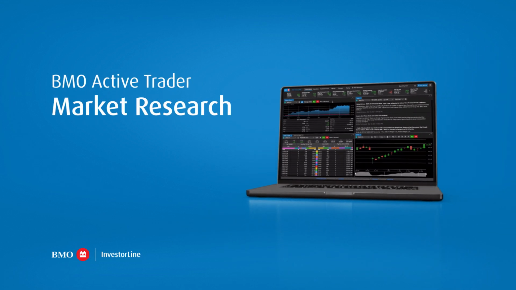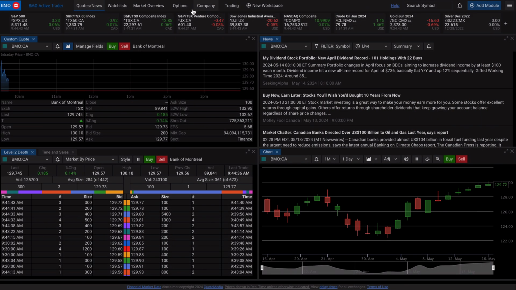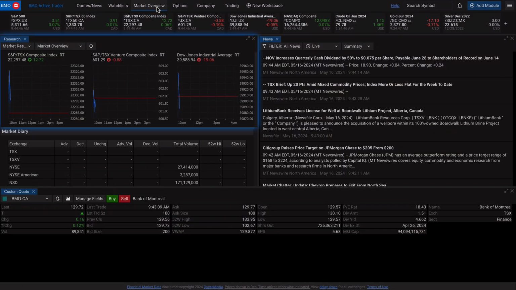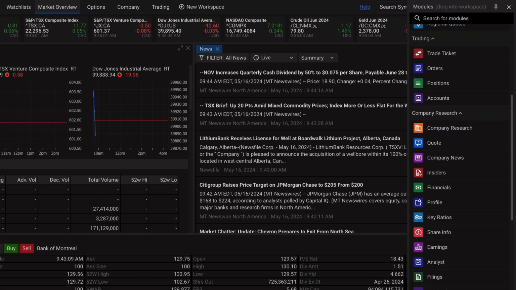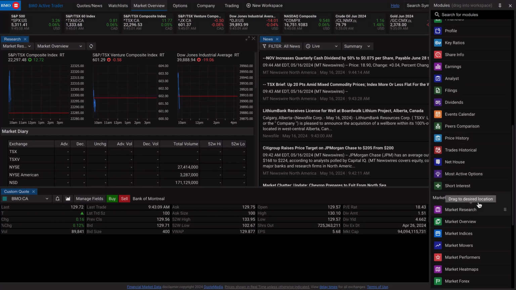Market research in BMO Active Trader gives you a quick overview of how major indices are doing and what's driving the market action. By default, you can find market research in the Market Overview workspace. You can also add it as a module to any workspace you like by selecting Add Module, scrolling down, and dragging Market Research out into your workspace.